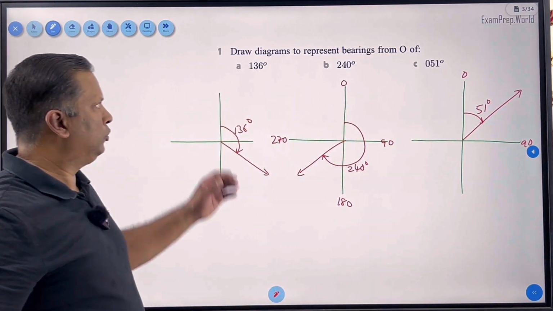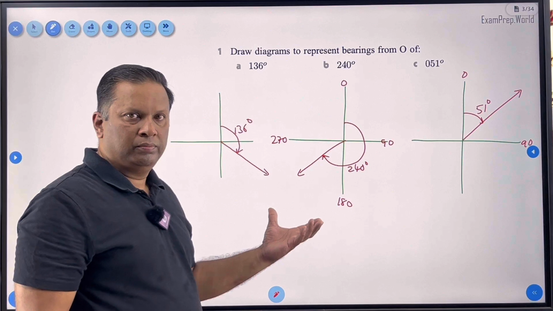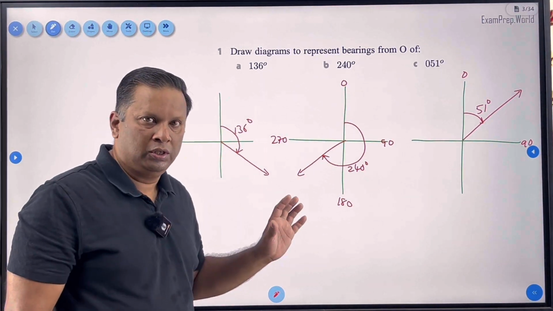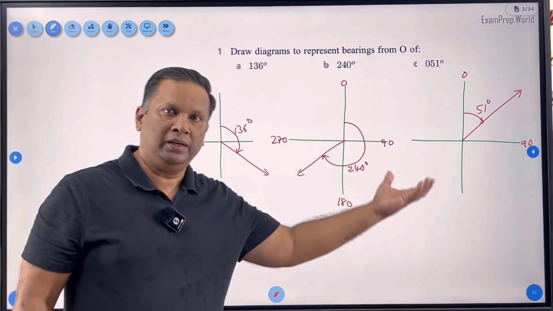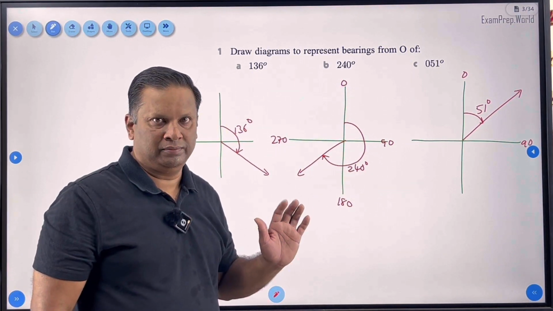Okay, understood. So this was required. If you practice this kind of thing, you will get to know what the actual bearing is and how you should draw it. Because these are the basic steps of the complicated questions, right? If you get to know this, you will be able to do any kind of bearing question.